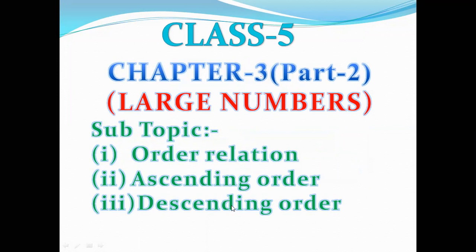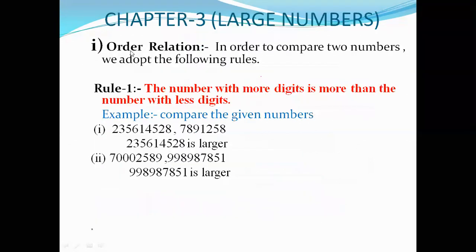In the previous class we discussed the Indian place value chart, place value and face value, and how we can get the successor and predecessor of each number according to the Indian place value chart. In this chapter we also discuss some topics: order relation, ascending order and descending order. Now, the first topic is what is the order relation.